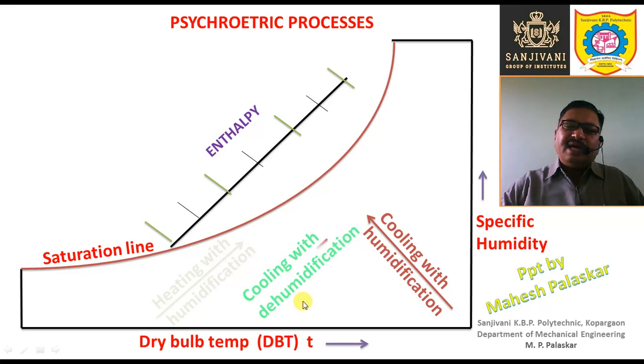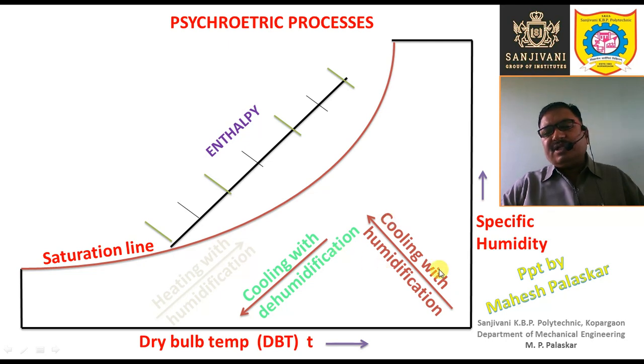Then another process you can have is cooling with dehumidification. Cooling means to the left and dehumidification means in the downward direction, right? So the dry bulb temperature is decreased during this process, that is cooling with dehumidification, and here the specific humidity is also decreased, right? Dry bulb temperature is decreased, specific humidity is decreased. You can also say that the wet bulb temperature increases, dew point temperature increases, right? And overall enthalpy also decreases during this process, that is cooling with dehumidification.